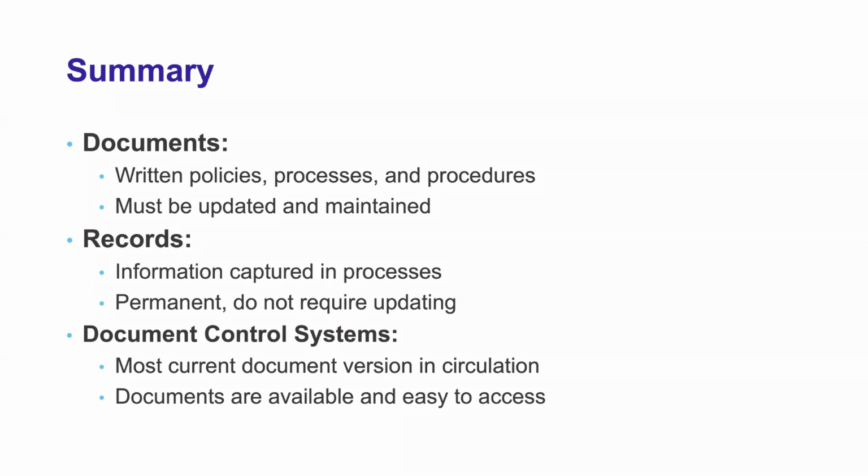In contrast, records are information captured during the process. So this is telling us what was done in the laboratory. These are permanent. They do not require updating and really should not be updated. So you don't change a record. If you want to make a note that you troubleshot something or that you went back and looked at it, then you can sign and date or make a note on the record of what you did and then sign and date, but you shouldn't ever change the record.